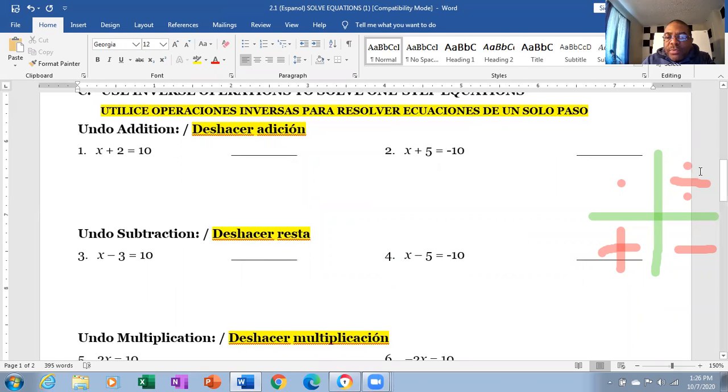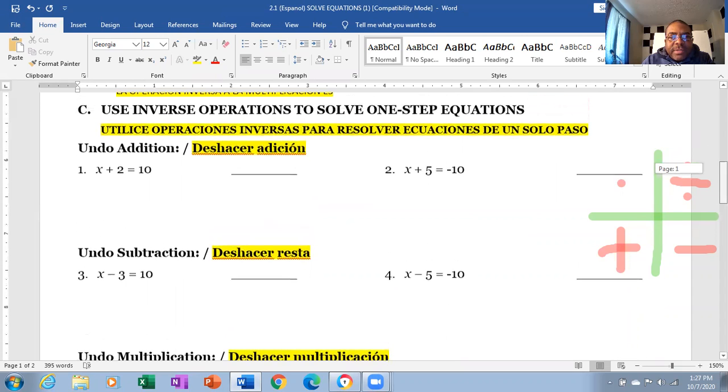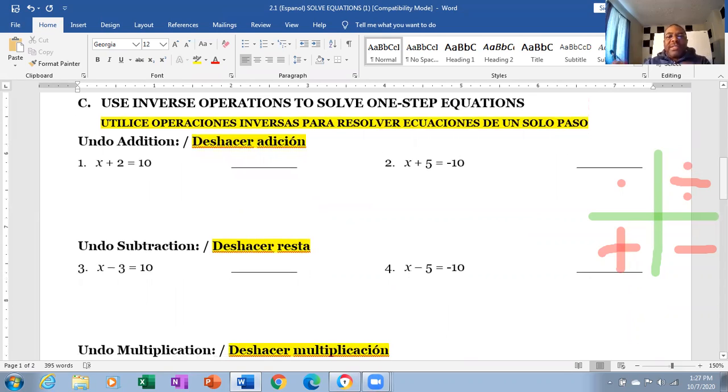Okay, so now we're going to use the opposite to answer these problems. We're going to use inverse operations to solve one-step equations, okay? Inverse operations to solve one-step equations. So this is what I want you to do. And let's make that blue. Let's say that the equal sign has a river under it. Nice little river. That's a wavy. I'll do that here too. That's a wavy. That's a wavy. Okay, so we're going to solve these problems.